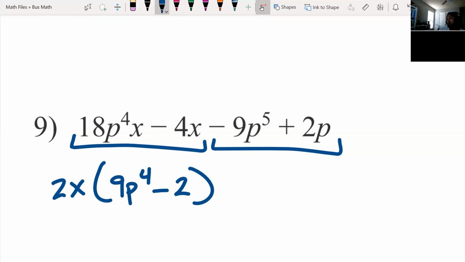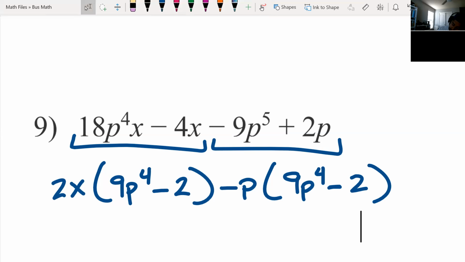Okay. And now negative 9p fifth plus 2p. What's my common factor there? -p. Very good. Negative p. And what's that going to leave me with? 9p4 minus 2. There you go.